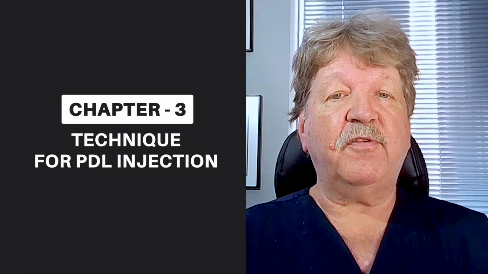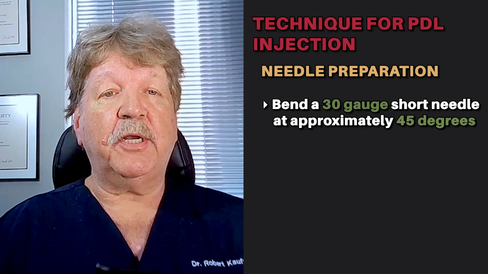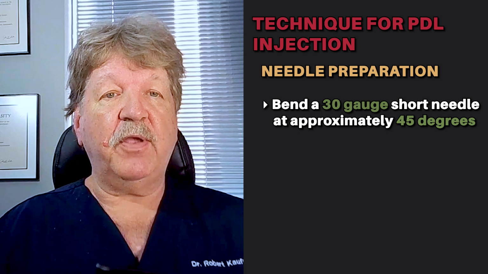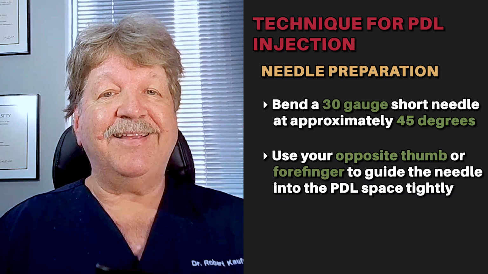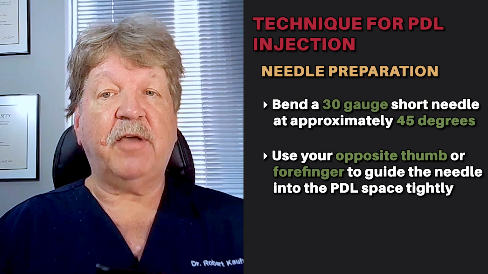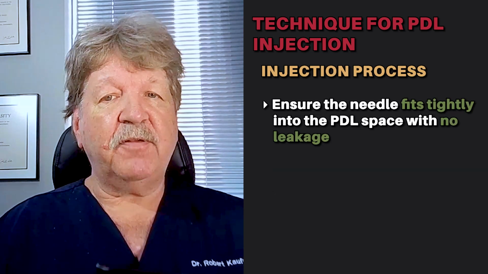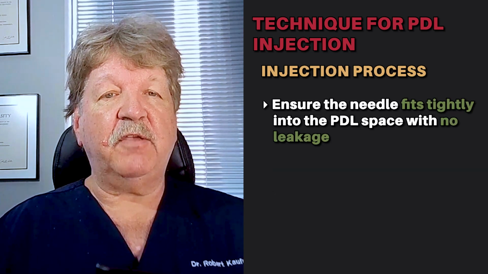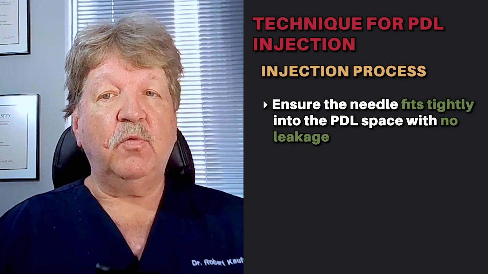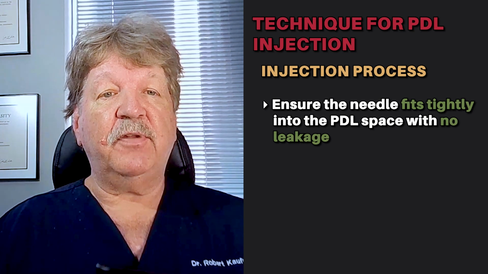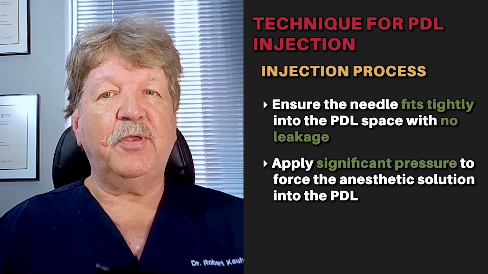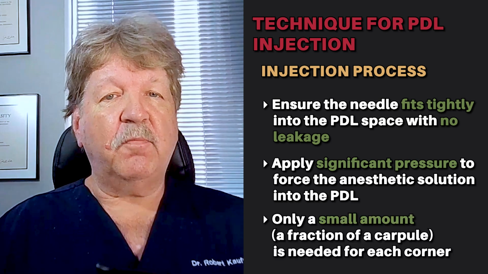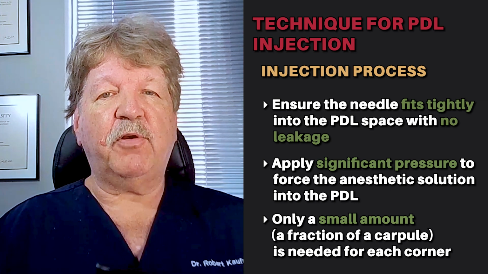It's sometimes helpful to bend the 30-gauge short needle at approximately 45 degrees and use your opposite thumb or forefinger to guide the needle into the PDL space tightly. The needle must fit very, very tightly into the PDL space with no leakage. You want direct application of the solution into the periodontal ligament. Significant pressure has to be used to force the anesthetic solution in there, but only a small amount, a fraction of a carpule, is required for each corner.